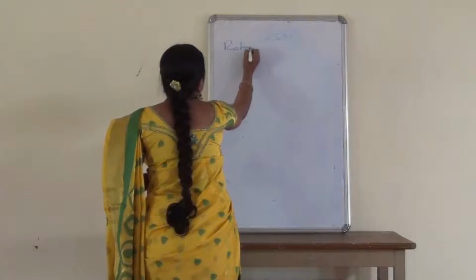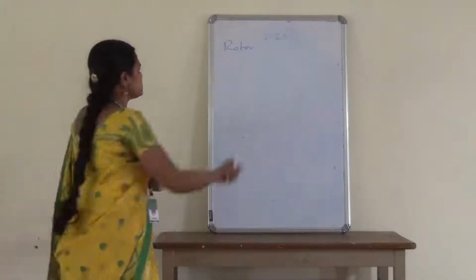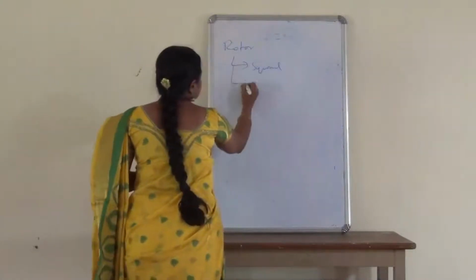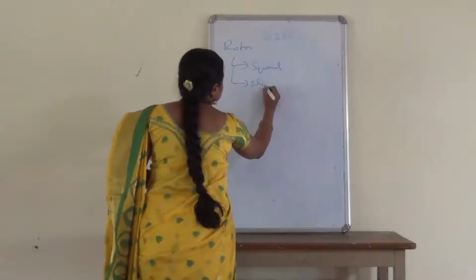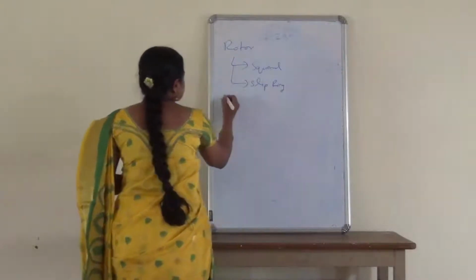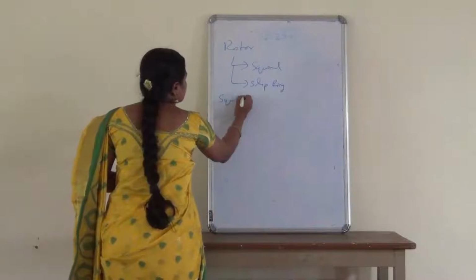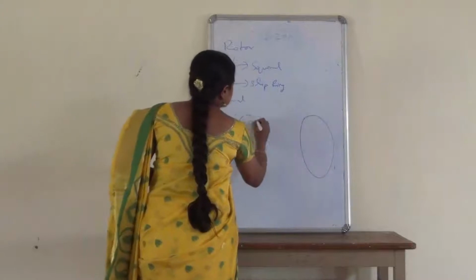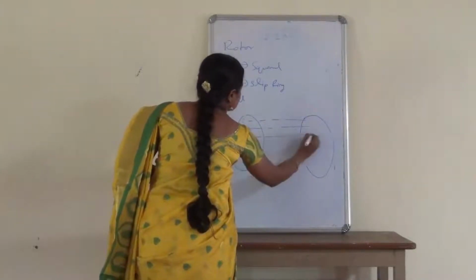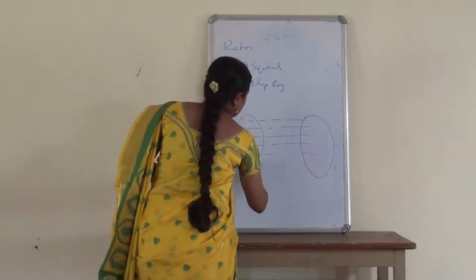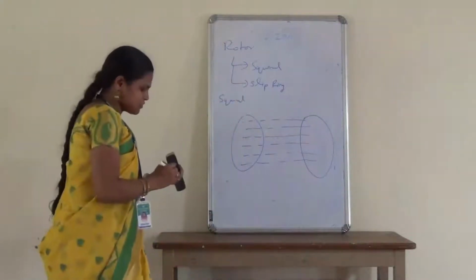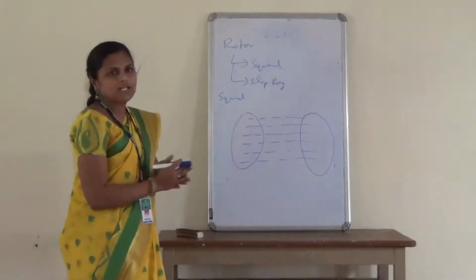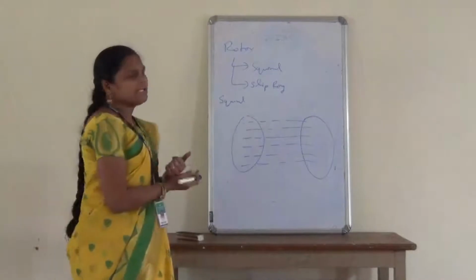There are two types of rotor. First one is the squirrel cage induction rotor. Second one is the slip ring induction rotor. So first, squirrel cage. This is the construction of the squirrel cage rotor. It resembles a squirrel cage, hence it is called a squirrel cage rotor.